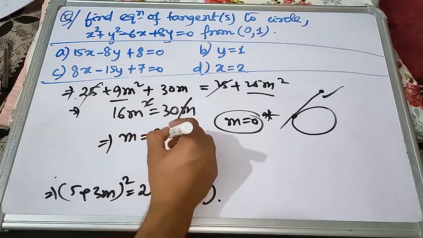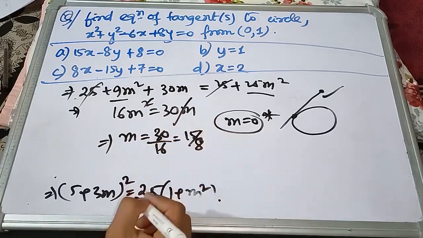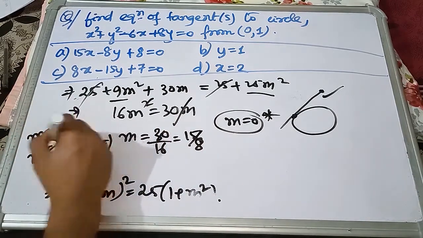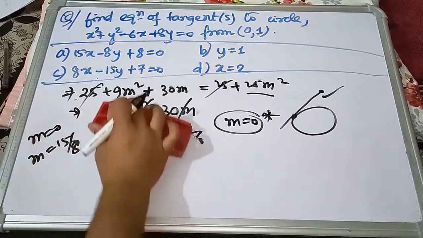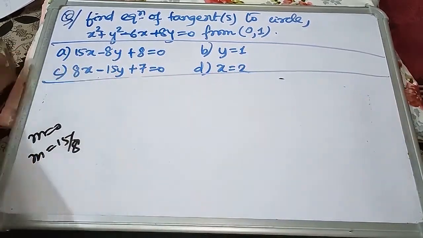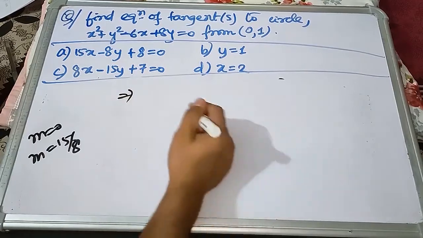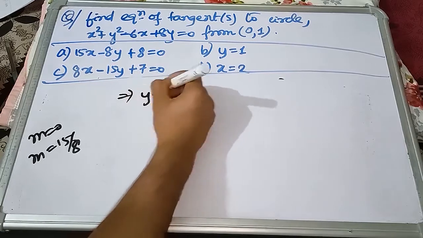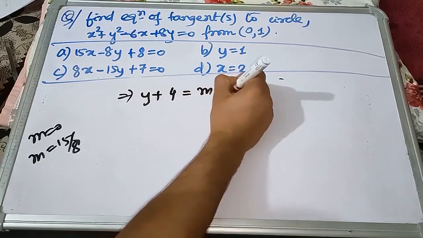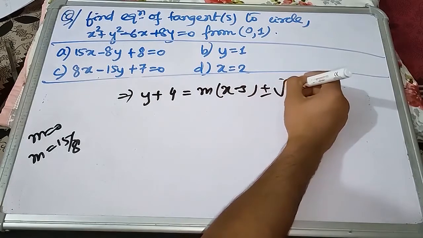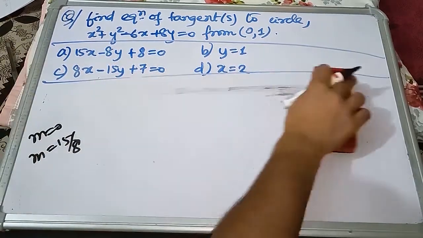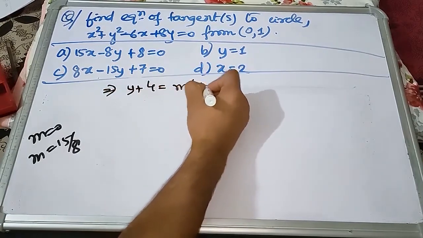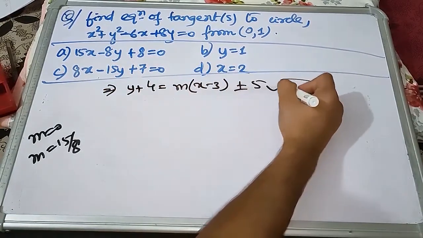Now the value of m is 30 by 16, which is 15 by 8. So you have two values, m equals 0 and m equals 15 by 8. Now you need to solve using both these values. You need to write on the side what your equation of tangent was. So your equation of tangent was y plus 4 equals m into x minus 3 plus minus 5 into root under 1 plus m square.